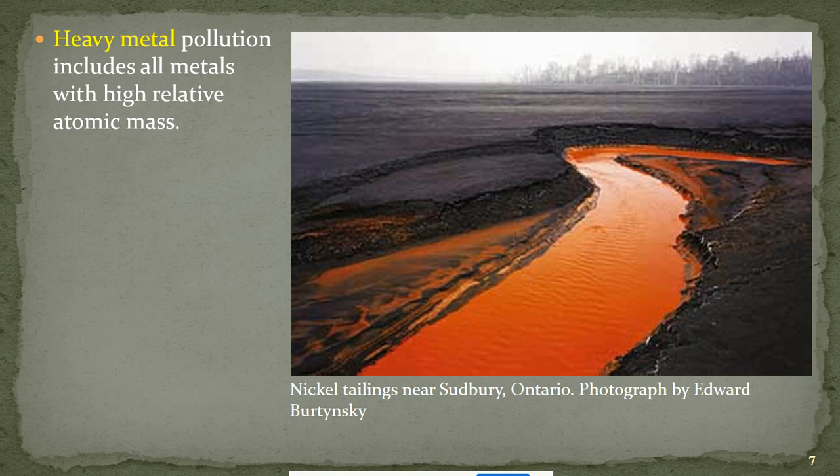Heavy metal pollution is going to include all metals with a high relative atomic mass. Mercury accumulates in living tissues, causing nerve damage. So you might hear of tuna that has been exposed to too much mercury, and so you could get mercury poisoning from eating too much tuna that's been exposed to it. Iron, manganese, and copper are also common metal contaminants that enter water as part of acid mine drainage.